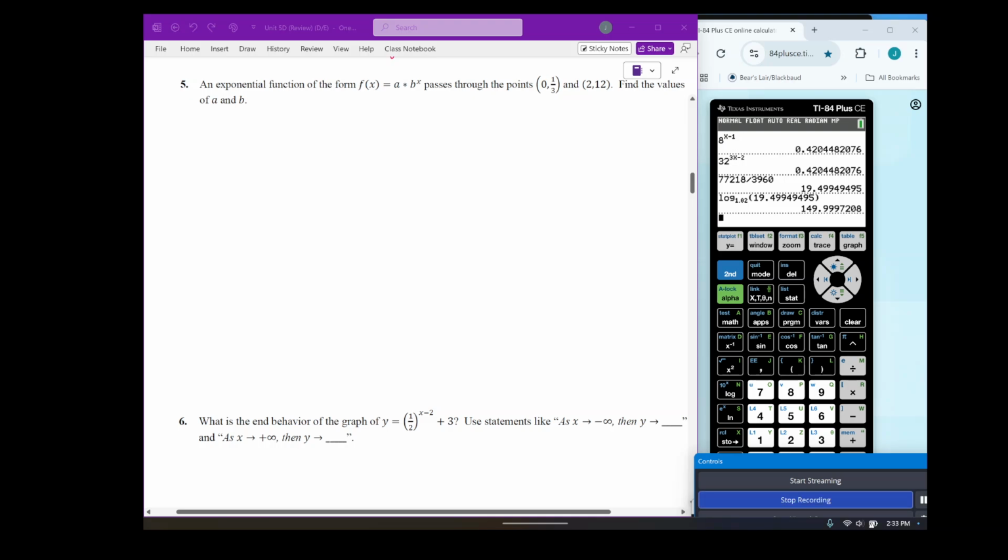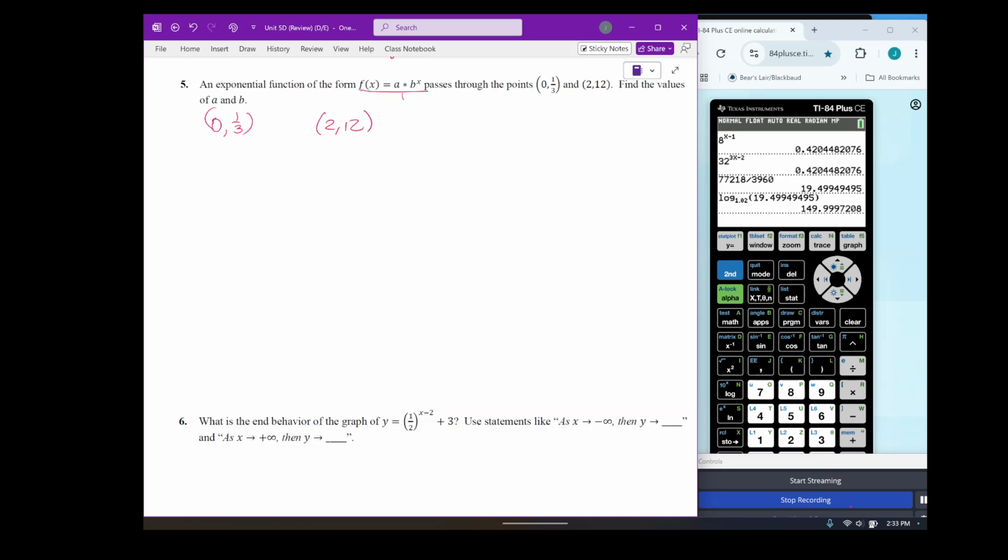All right. Number 5 from the Unit 5D handout, the Unit 5 review, is another one of these. These are called curve fitting problems, where I give you a couple of points and then you find the equation of the curve that would go through them. And so this one, let's see now. We know that it passes through (0, 1/3) and (2, 12).